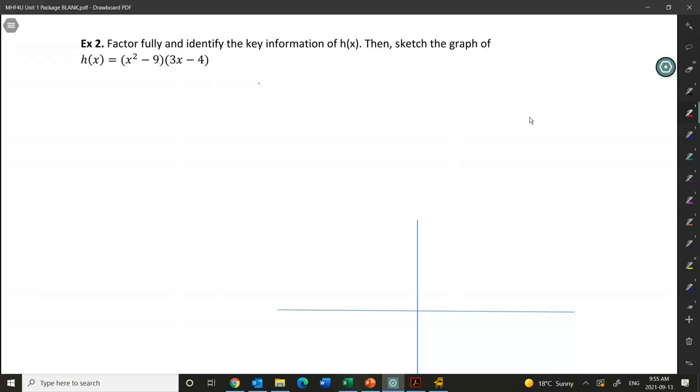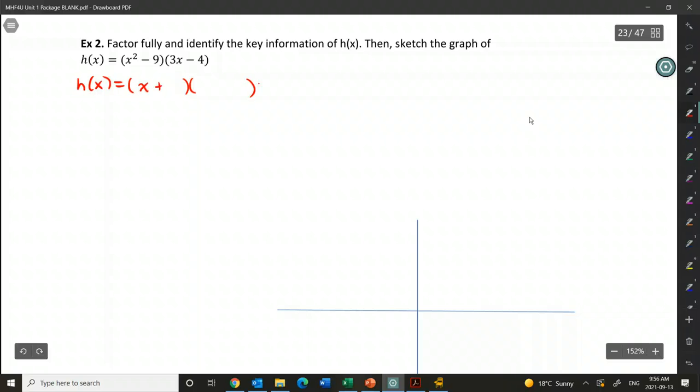Kenzie? Yes, so you square root each piece of the binomial, and then you get 2 brackets. One will be plus, one will be minus, and that's what we get. Sorry, this is cutting out on me here. And then we'll leave the 3x minus 4.